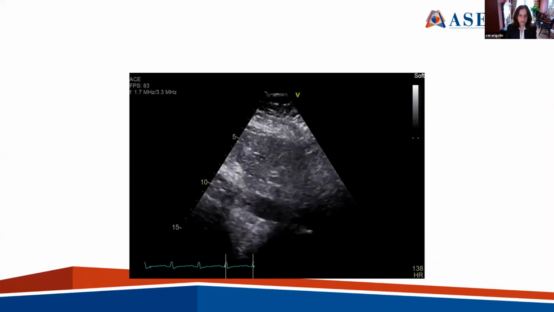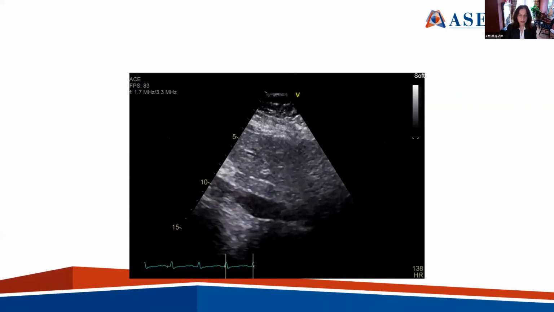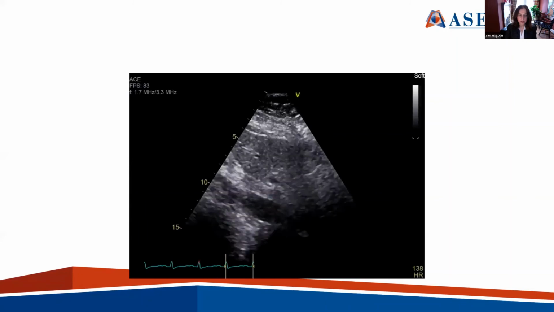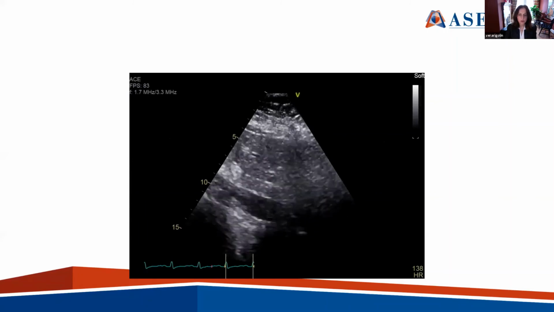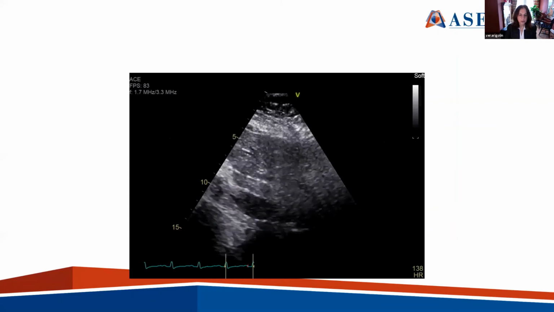Here's our IVC that is severely dilated, more than 2.1 centimeters, and is not collapsing at all. So her right atrial pressure is at least 15 millimeters of mercury.